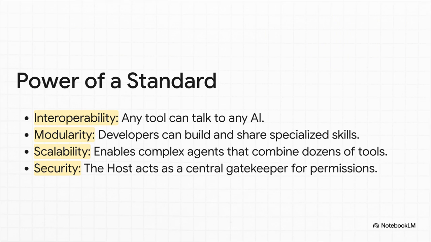At the end of the day, having a standard like MCP is about creating a real ecosystem. It gives us interoperability, meaning any tool can talk to any AI. It creates modularity so developers can build and share these little specialized skills as their own servers. That leads to scalability, because now you can build super complex AI agents that pull from dozens of different tools at once, and it keeps things safe with security, since the host is the central gatekeeper managing permissions for everything.